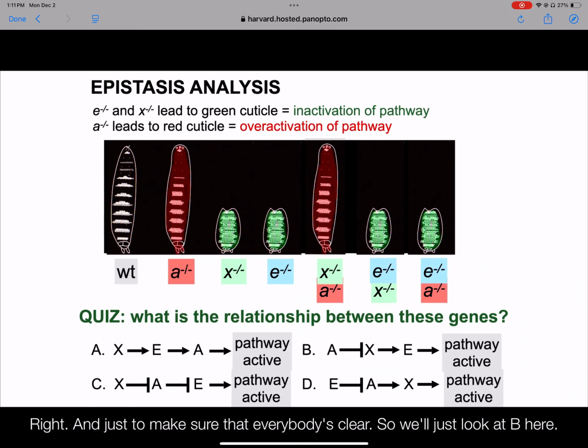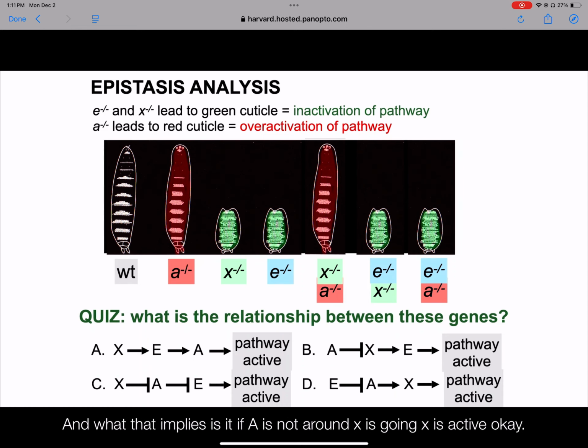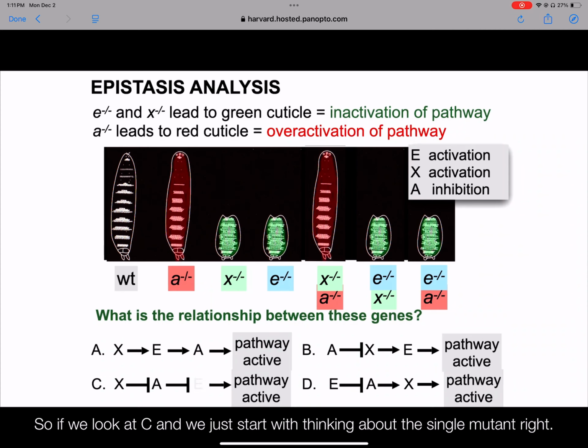And just to make sure that everybody's clear, we'll just look at B here. This type of arrow is an inhibitory. What this means is A turns off X, and what that implies is that if A is not around, X is active. And arrows like this mean X turns on E, so if X is not around, E cannot be on. It's not active, okay?